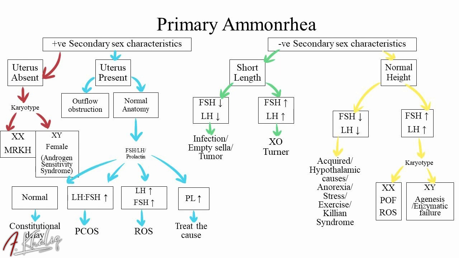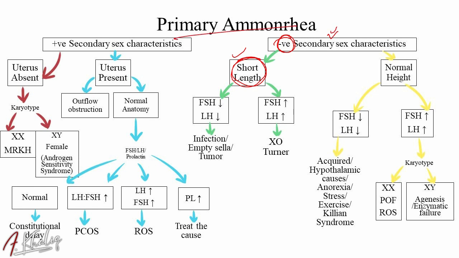Now let's imagine the other side of the graph in which you have a patient with primary amenorrhea and you examine for secondary sex characteristics and they are absent. You get negative secondary sex characteristics. Then you will look at the height of the patient. Now let's assume the height of the patient is short. Our patient is short without secondary sex characteristics and has primary amenorrhea.